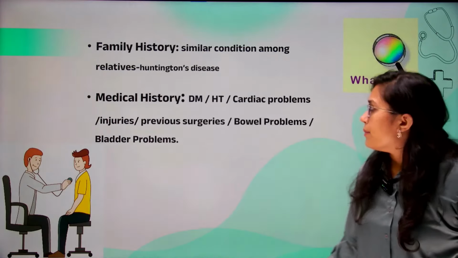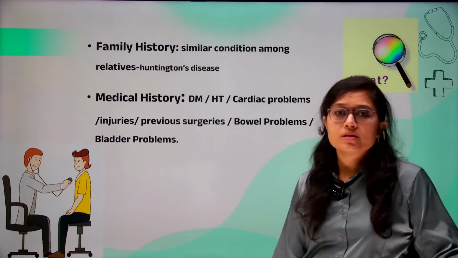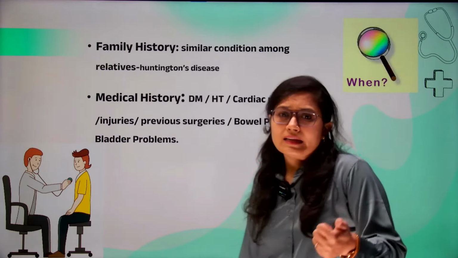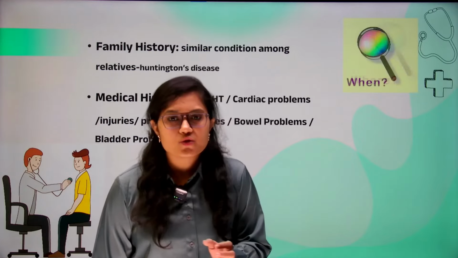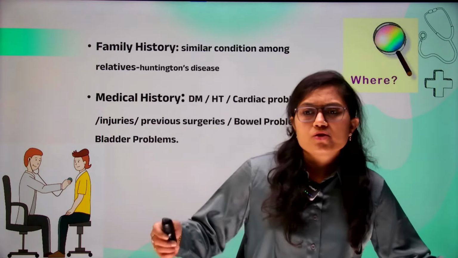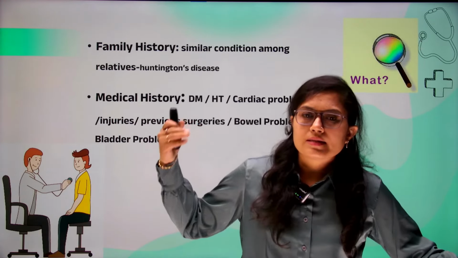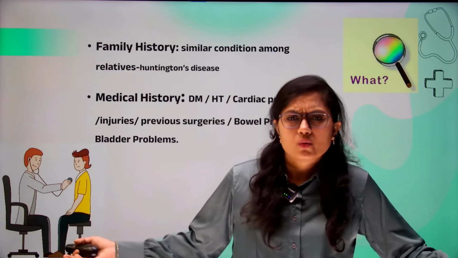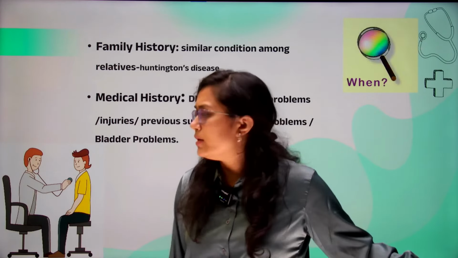Then comes the family history, that is, similar conditions among the relatives, or Huntington's disease. Huntington's disease is a genetic disease which the patient would have. If the patient has some genetic disease that can be inherited through the genes by family members, we need to ask about that particular history as well.